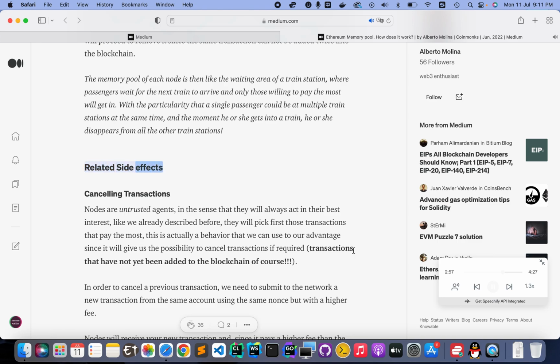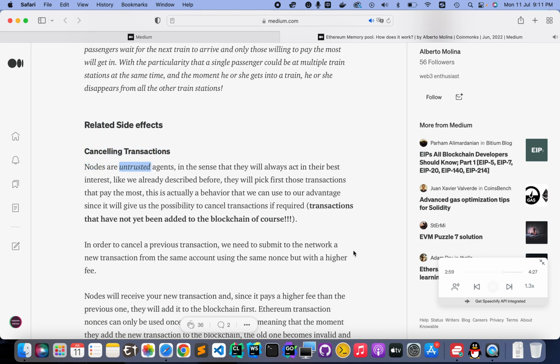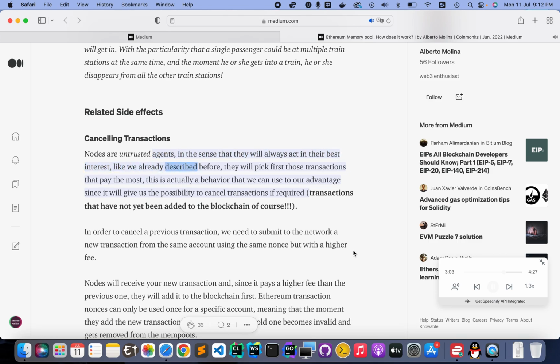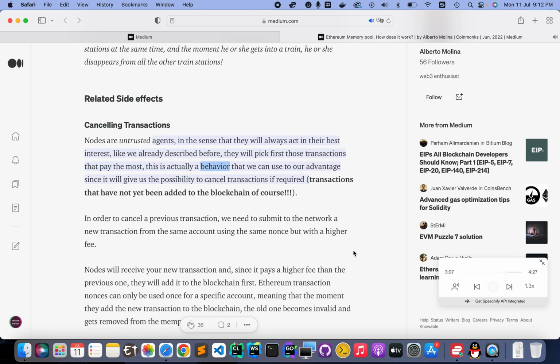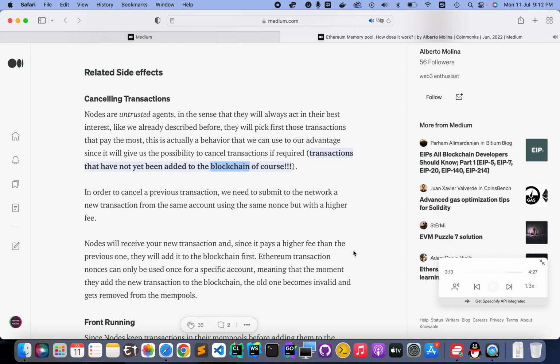Related side effects. Canceling transactions. Nodes are untrusted agents, in the sense that they will always act in their best interest. Like we already described before, they will pick first those transactions that pay the most. This is actually a behavior that we can use to our advantage, since it will give us the possibility to cancel transactions if required. Transactions that have not yet been added to the blockchain, of course.